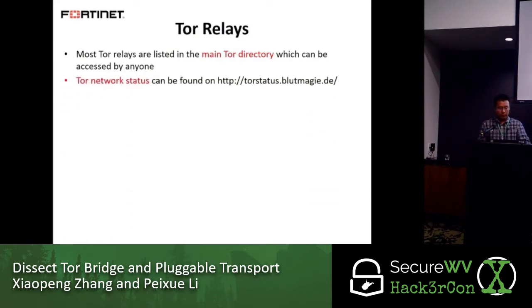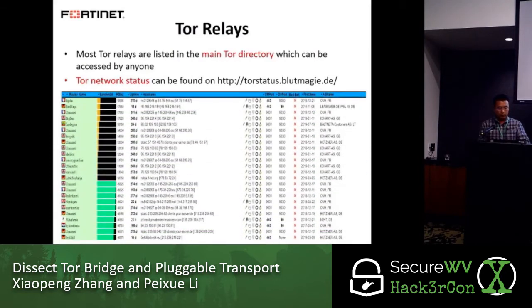On this website, you can see the Tor network status. This is a screenshot of this website. From this table, you can see all the information of the Tor relays, including the name, bandwidth, uptime, and port numbers. There are several similar websites. This is just one of them.